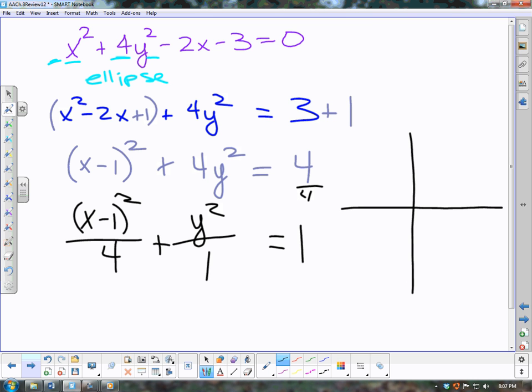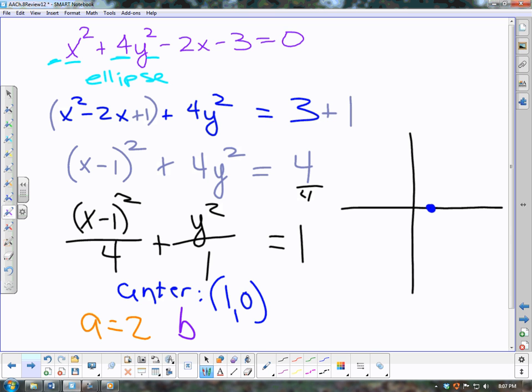So then in our ellipse, our center is at 1, 0. The value of A is equal to 2. The value of B is equal to 1. And the value of C is equal to the square root of 3. So there you go. Now we can figure out where everything goes.